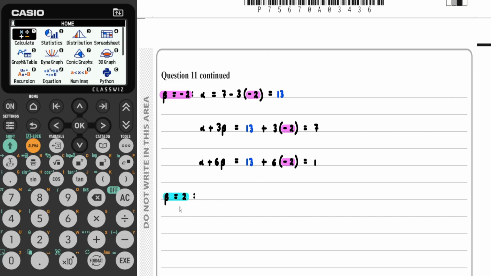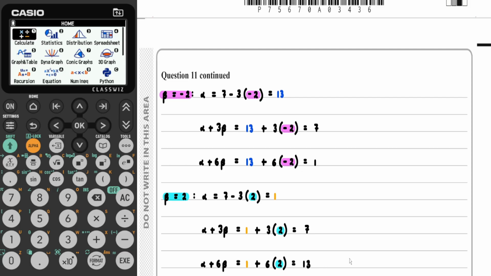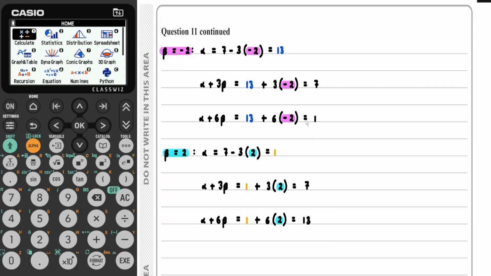And similarly, when beta equals 2, I've got alpha, which is 7, subtract 3 times 2, which is 1. Alpha plus 3 beta, well, I know what alpha is, that's 1. So I've got 1 plus 3 times 2, which is 7. And then I've got alpha plus 6 beta, so I know what alpha is, that is 1. And I add on to this 6 beta, so I add on 6 times 2, which is 13. So I've got 1, I've got 7, and I've got 13. So the roots are 1, 7, and 13.